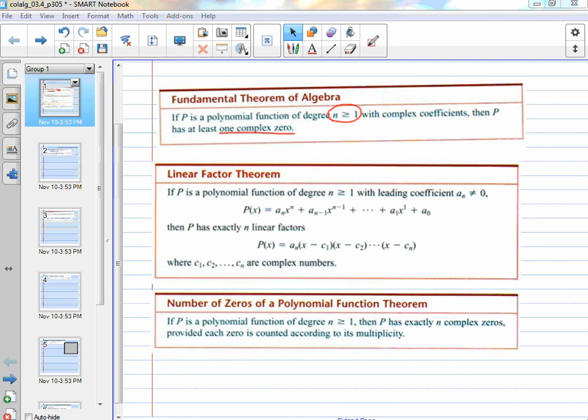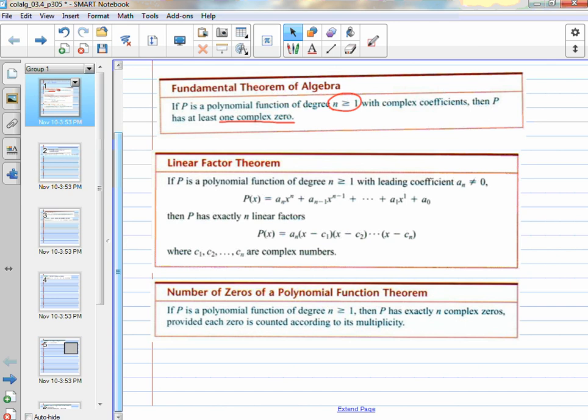So if I have a first degree or higher, I should be able to find a 0 there. The next idea, the linear factor theorem, builds upon this one right up here. It says if I have a polynomial function of degree n, again, first degree or greater, then that polynomial has exactly n linear factors. So that means if it's a second degree, I can factor it into 2 factors. We knew that. We did that all the time. Third degree, 3 factors. Fourth degree, 4 factors. You get the idea.